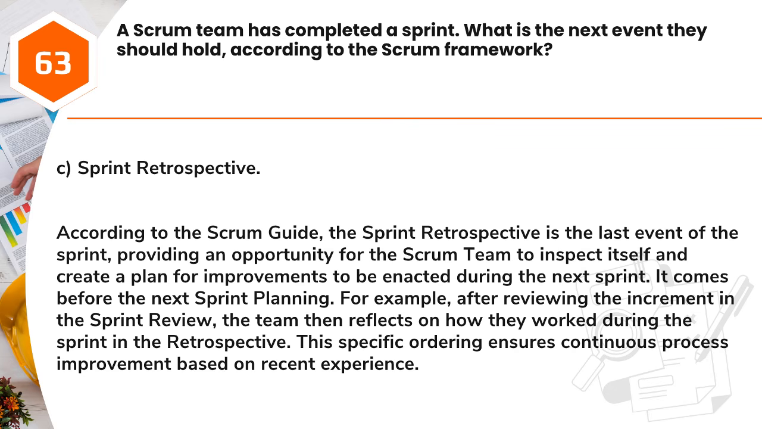Answer: C. Sprint retrospective. According to the Scrum Guide, the sprint retrospective is the last event of the sprint, providing an opportunity for the Scrum team to inspect itself and create a plan for improvements to be enacted during the next sprint. It comes before the next sprint planning. For example, after reviewing the increment in the sprint review, the team then reflects on how they worked during the sprint in the retrospective. This specific ordering ensures continuous process improvement based on recent experience.